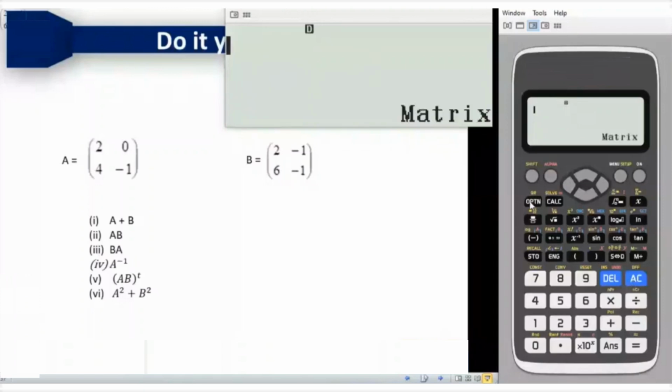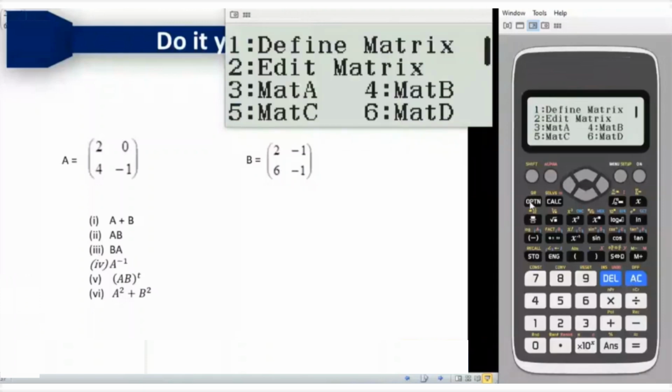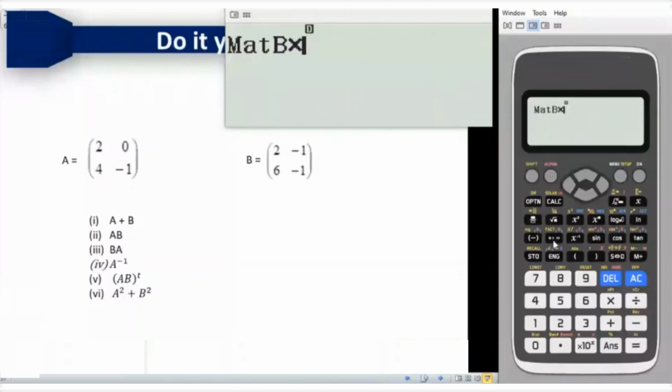So option 4, that is matrix B, multiply by option 3, that is matrix A. So first it is B and then it is A. And when I press equals, the result is 0, 1, minus 32 and 11. And you can observe for the fact that AB is not equal to BA. I hope this is clear and I hope this is correct.